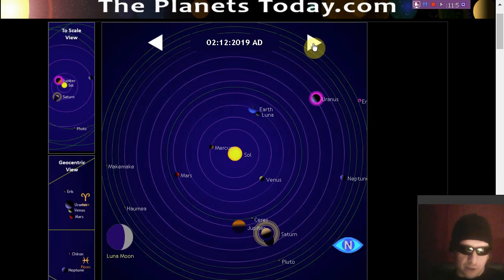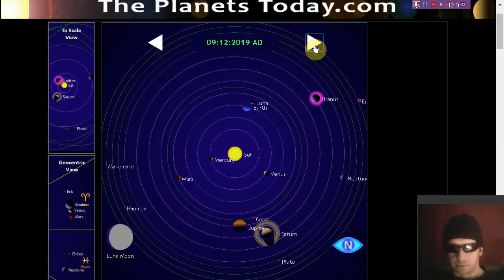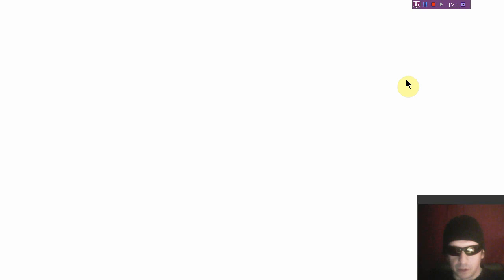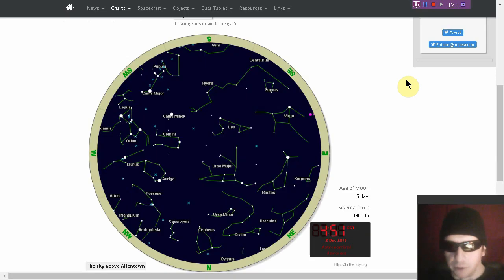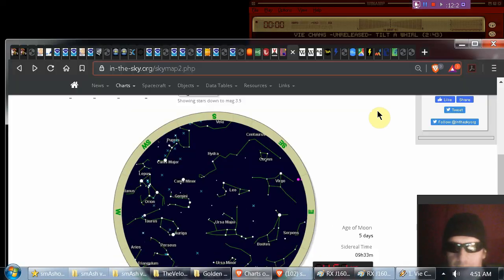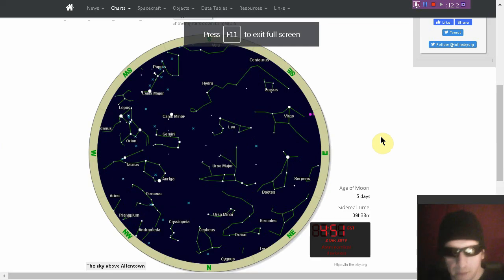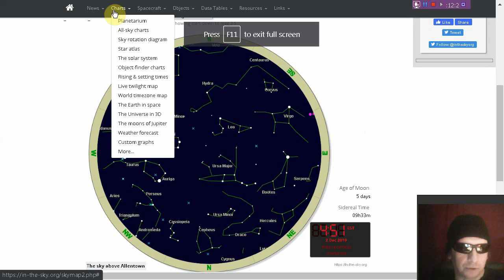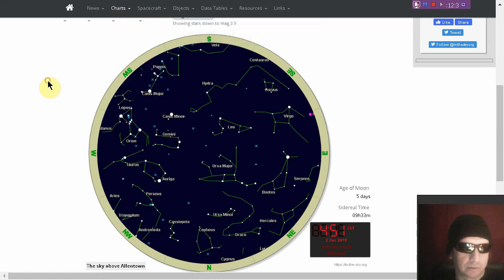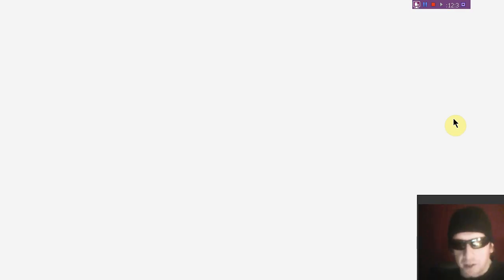Here's where stuff is in the solar system. And there's where things will be in a week, approaching the next full moon. The December full moon. Please leave a comment if you know what it is. I have no idea. If you want to make yourself a sky map, check out in-the-sky.org. I think I'm using the all sky chart. But there's all kinds of different cool charts in there. You can see what's going on above your head.